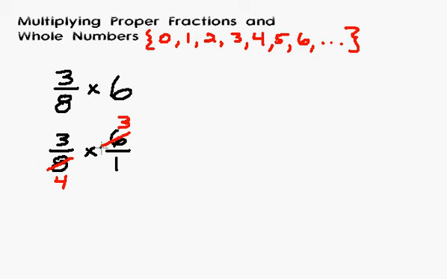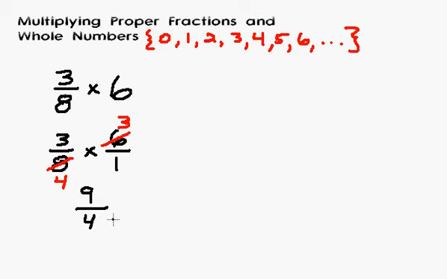So now I'm going to multiply straight across. So 3 times 3 is 9. 4 times 1 is 4. So I end up with 9/4. Now 9/4, that's an improper fraction because the numerator is greater than the denominator. So most of the time, if I come up with an improper fraction for my answer, I want to write that as a mixed number.